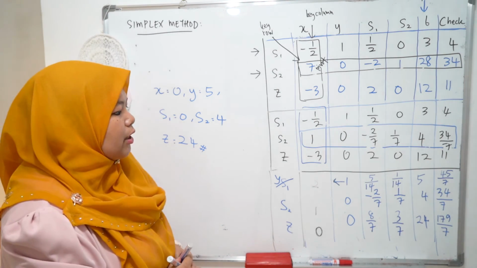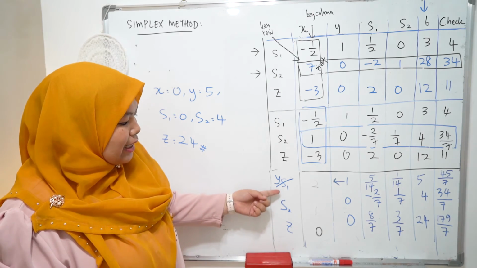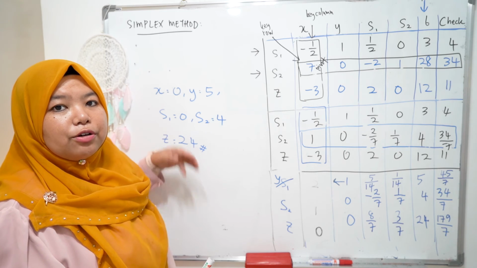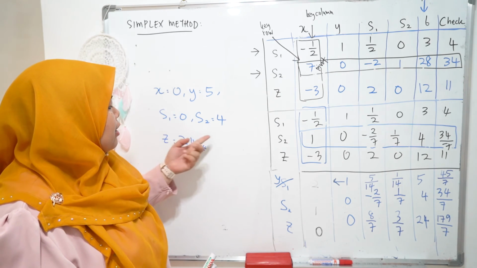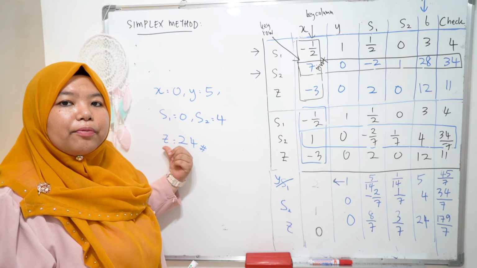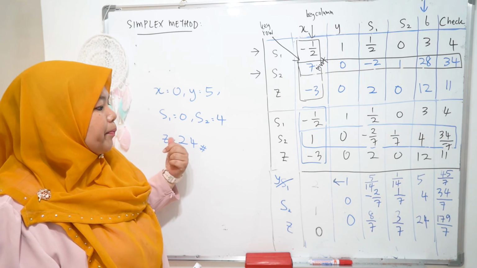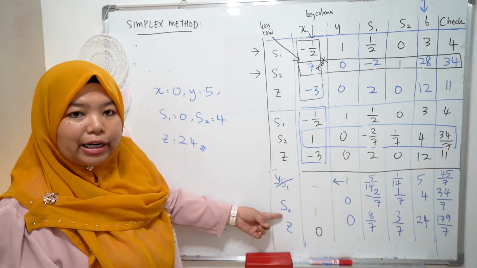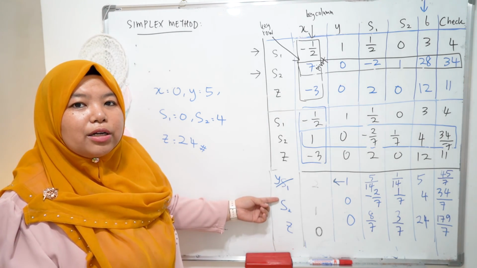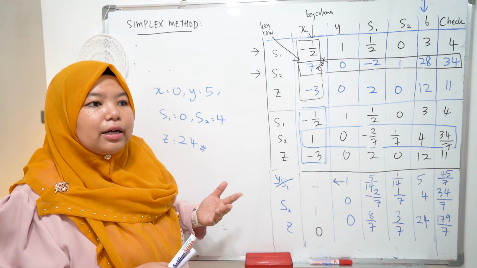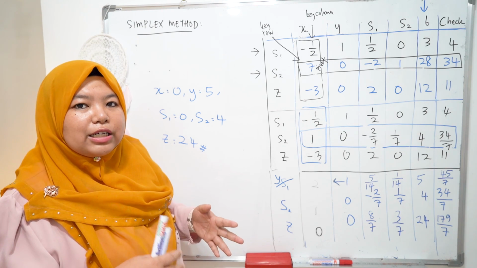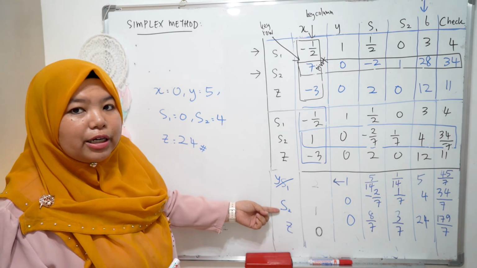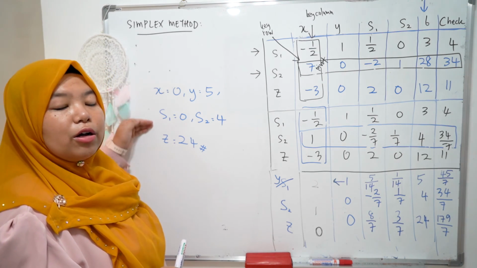If your table still has s1 or s2, you have to list out all of these: x, y, s1, s2 and z. For the profit, if your answer is like before, where they have no s1 and s2 here, it's up to you whether you want to list out all the variables x, y, s1, s2 or not. But for this one, they still have s2 here, so you have to list out all of these.